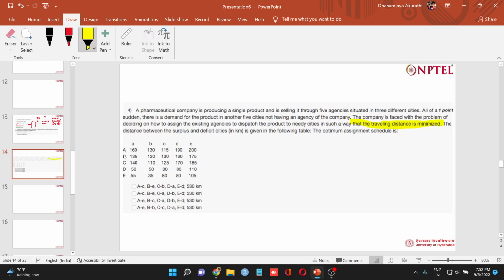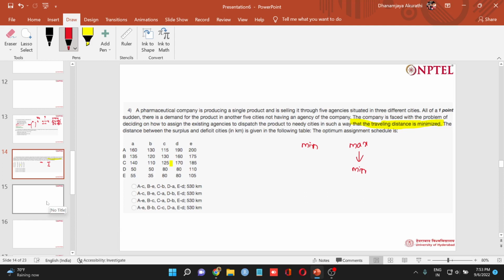Here there are some pharmaceutical single-product selling agencies A, B, C, D; you can consider it as five agencies. These five agencies are selling the pharmaceuticals from different locations, and we have to minimize the total traveling distance. These are the traveling distances. So it is the minimization case, so we can solve it easily. If it is the maximum case, then we have to convert it into minimum. How to convert into minimum, I'll explain in the next question.